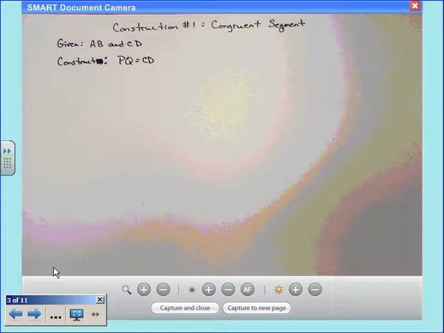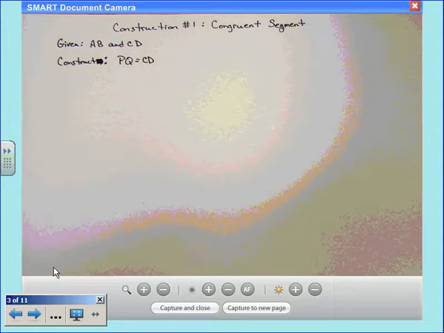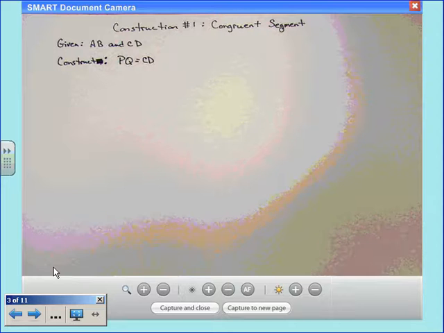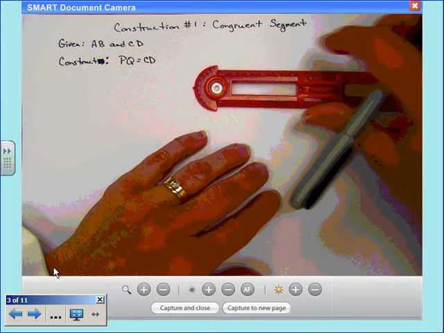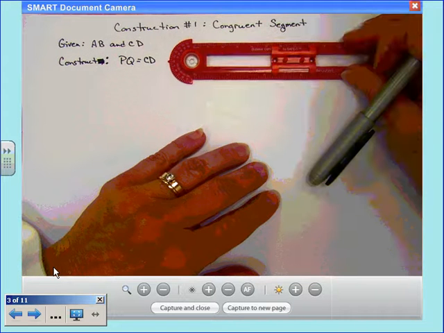Construction number 1, congruent segment. To construct a congruent segment, you have to be given one segment so that you can construct one congruent to the first one you're given. So we're going to need two given segments on our paper.